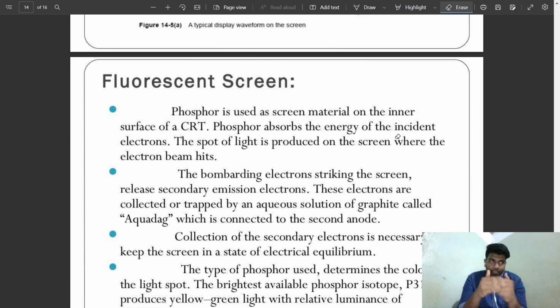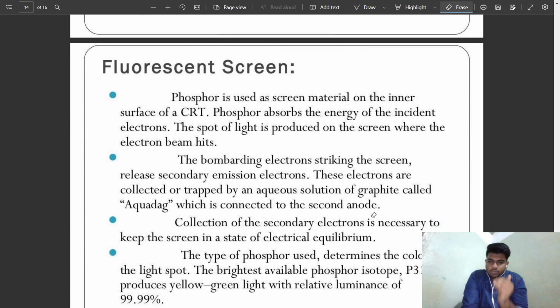So initially we get a bright spot. As we change the waveform, it changes. We need it to be refreshed at frequent times so that we can check the values. Further, what this Aquadag does is constantly collect electrons so that we can represent the output for a brief amount of time. I can't say it will be 2 minutes, 3 minutes, 4 minutes, no. It is 2 to 5 seconds.